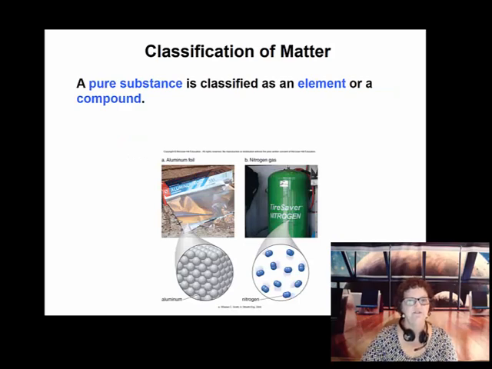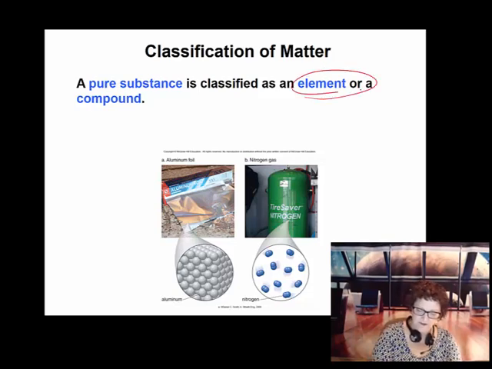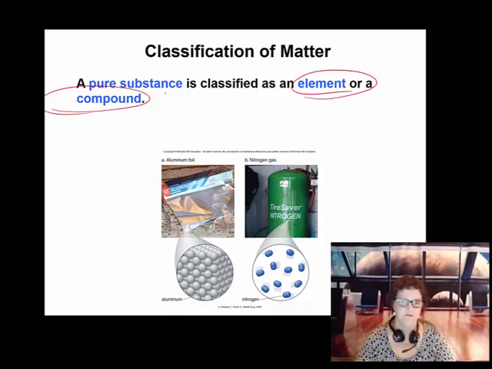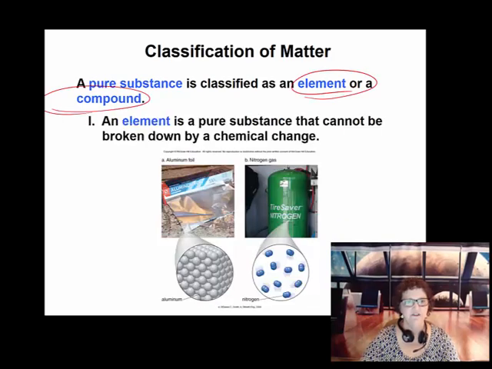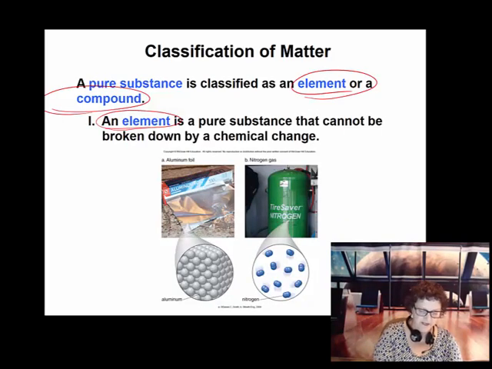A pure substance is classified as an element or a compound. Okay, so it can be one type of atom or it can be more than one type of atom, but they're all molecules. So that is, they're all the same. Okay, so water is a molecule, for example. All right, if it's an element, I can't break it down any lower by chemical change. So the element is something that we're going to see on the periodic table, if you've ever heard of that. And those things that are listed, that's a pure substance that is an element.